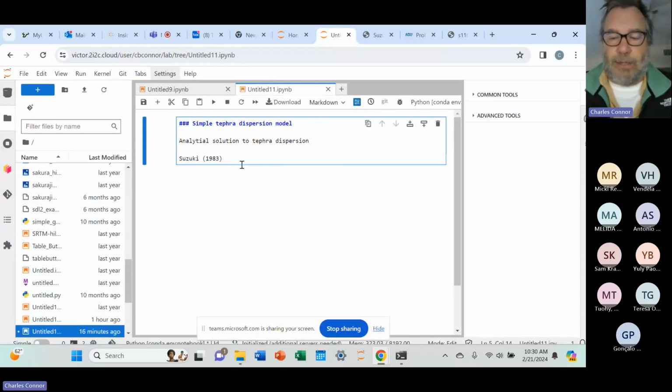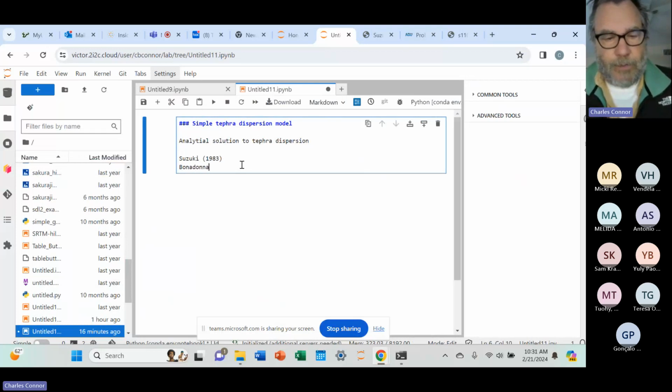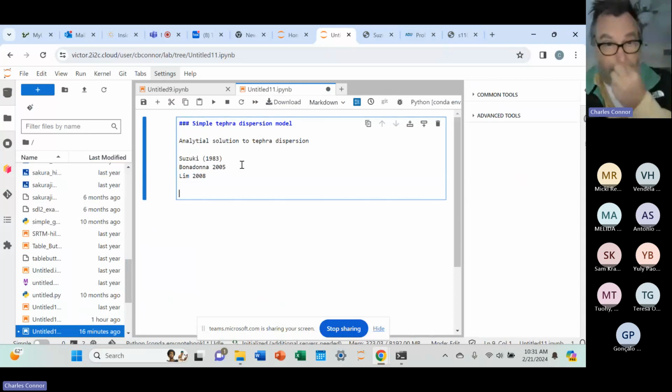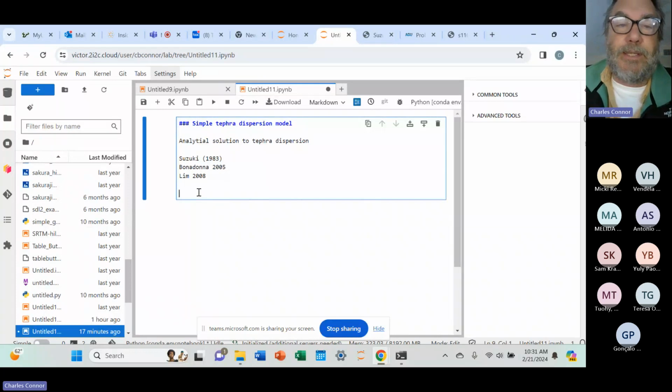and I said Suzuki 83 and Bonadonna 2005, and Lim, I guess it was 2008. Those are those papers I'm basing this on here. And let's just look at the form of the equation from Lim 2008. So I've got this equation up here, and I'm going to just sort of go through how I would build out this equation using LaTeX in my Markdown, so you can better understand how to do that. And then we'll talk about these things in a minute.